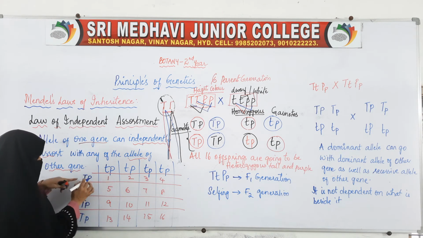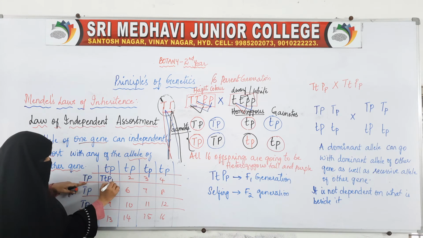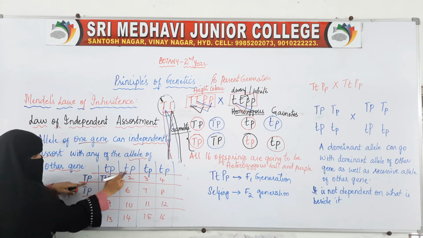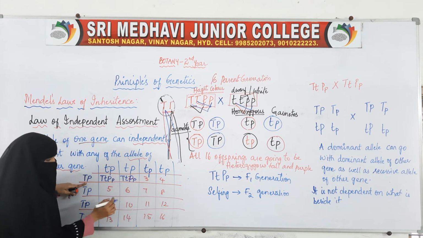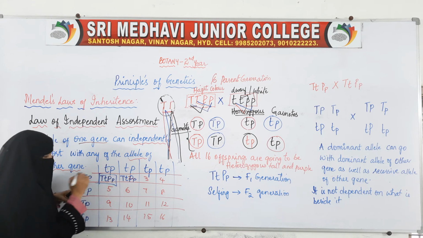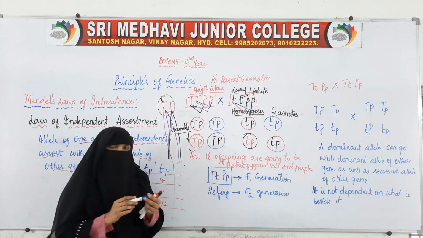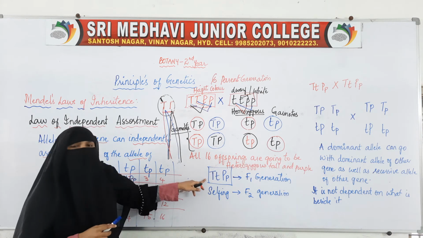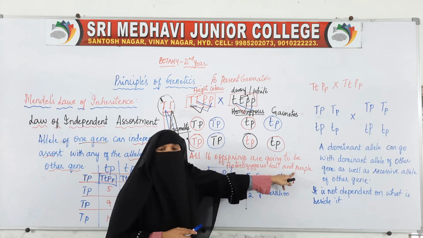So if I write here like this, capital T, small t, capital P, small p. If I do it with this also, capital T, small t, capital P, small p. Like this, all of these we will get 16, which will be of this kind. We get 16 offspring, and all of them are heterozygous, tall and purple.